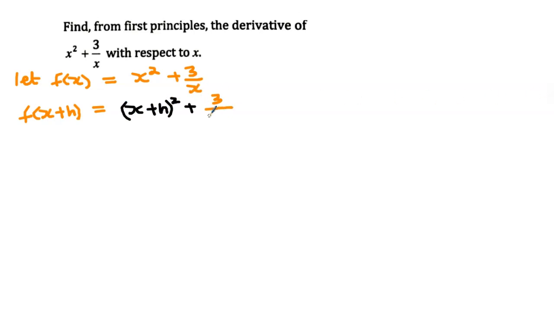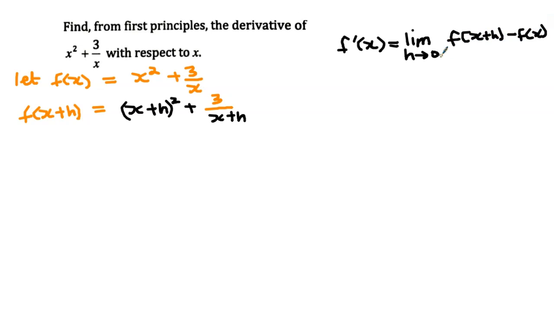So we replace it with x plus h. And now we are using the definition, the derivative of f of x is equal to the limit as h tends to 0 of f of x plus h minus f of x, all over h.